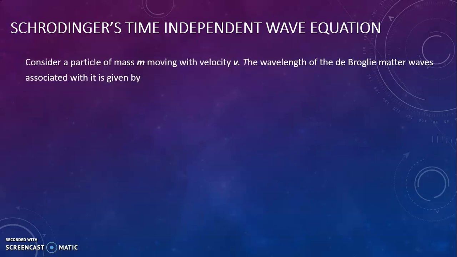Consider a particle of mass m moving with velocity v. The wavelength of the de Broglie matter wave associated with it is given by the equation lambda is equal to h upon p, which we can write as h upon mv. This h is the Planck constant and p is the momentum. This p we have written in the form of mass into velocity. Let this be equation number 1.